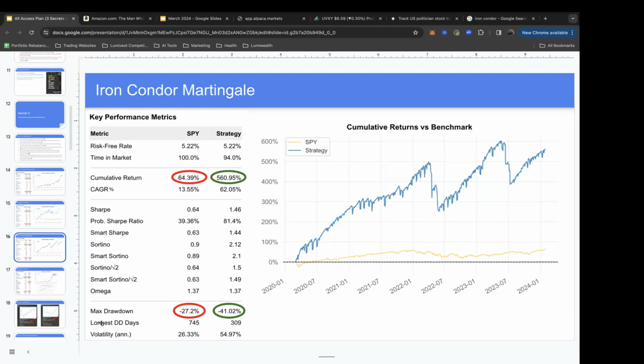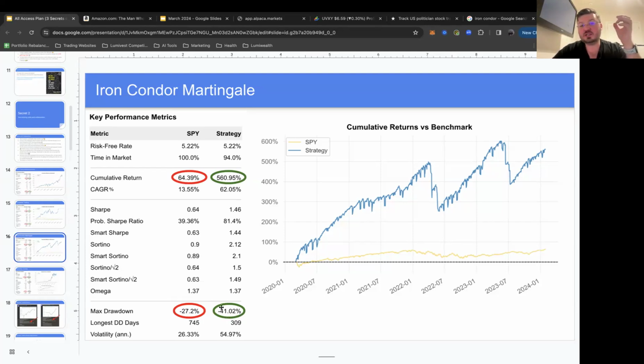Also, another thing that I like paying attention to as well is the longest drawdown days. That'll tell you a lot too, right? How long does this drawdown last? So for the stock market, it fell 27% and it took 745 days to recover from that drop, right? So probably started around here and took all the way here 2 years later to recover, right? So very long time to recover from that drawdown.